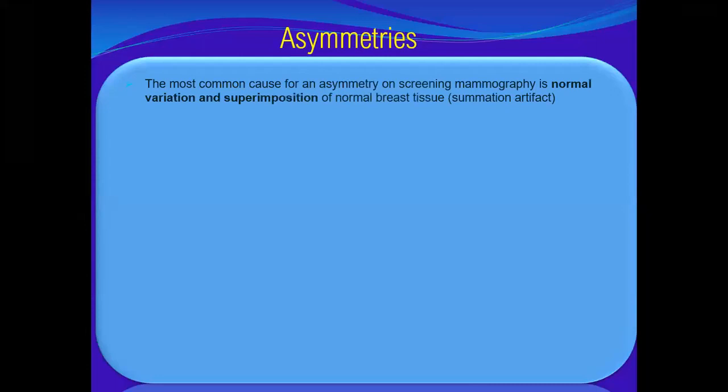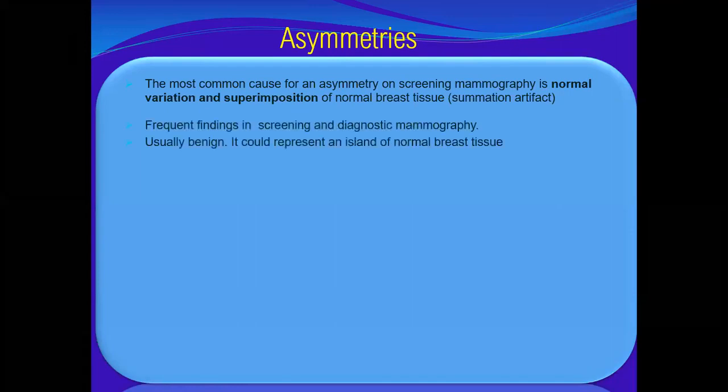So the most common cause of an asymmetry on screening mammography is normal variation and superimposition of normal breast tissue. We have seen both examples. We have seen the global asymmetry due to normal variations, not associated with any other abnormality in a screening mammogram. And in the other patient, we have seen superimposition of normal breast tissue causing the summation artifact, which are the most common causes of asymmetry.